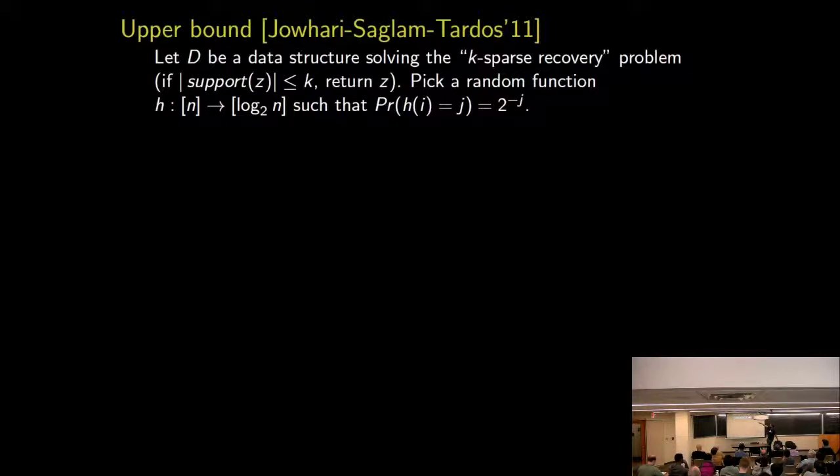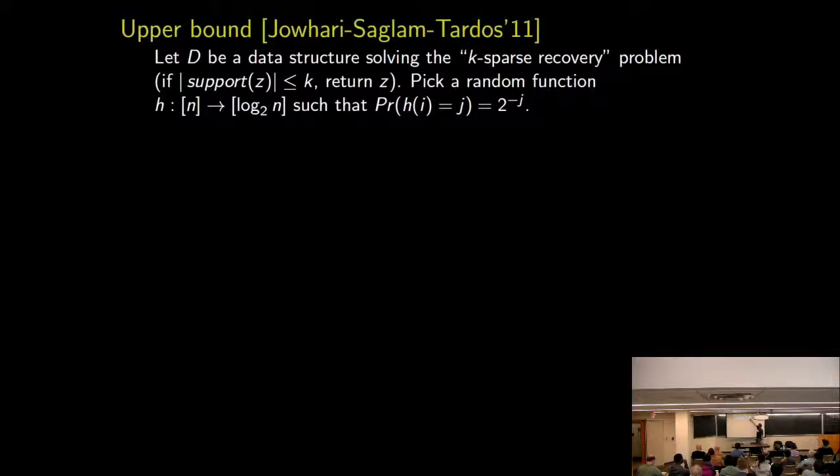So let D be a data structure solving the k-sparse recovery problem. What is that problem? It says if I'm lucky and the support size of z, the frequency vector, is at most k, like if I have at most k fruits in the basket, then I should return the frequency vector. So let D solve that problem. Hopefully many compressed sensing folks know what I'm talking about, but in case not, I'll have something here to say how to do that.